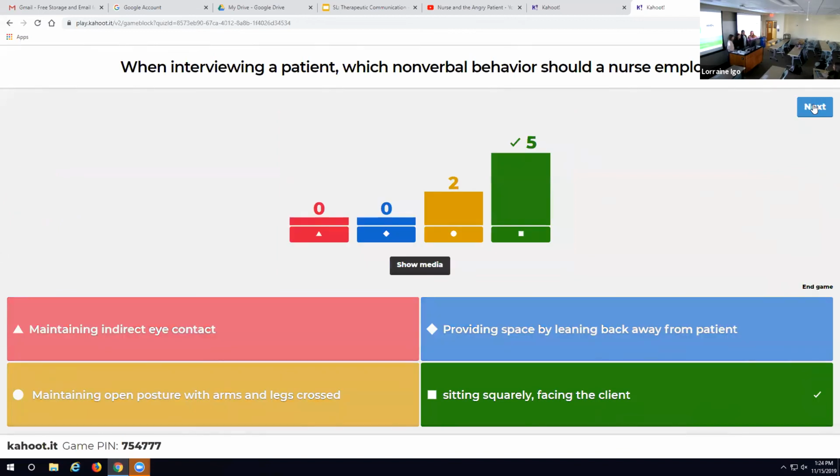Yeah, you want to sit squarely facing the client. You do want to maintain an open posture, but you never want to cross your arms or legs. So yeah, the last one, sitting squarely facing the client. For the first one in the yellow part, maintaining open posture, that's correct, but never cross your arms or legs.